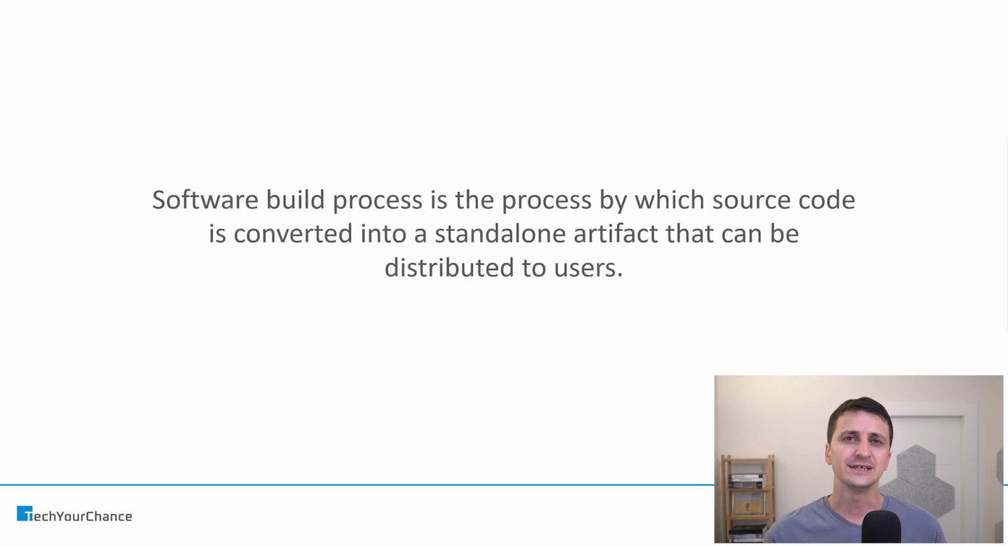Software build process is the process by which source code is converted into a standalone artifact that can be distributed to users. Now, that's not the only definition of a build process. As we'll discuss towards the end of this video, a build process can also result in other kinds of side effects and other artifacts. But for now, let's just take this as the definition of a build process.